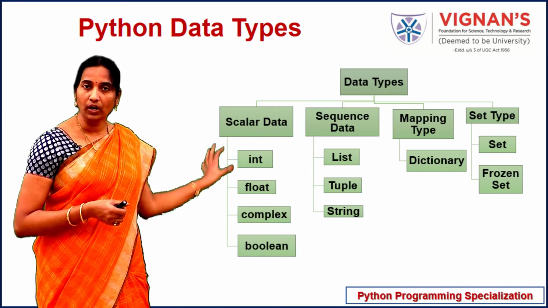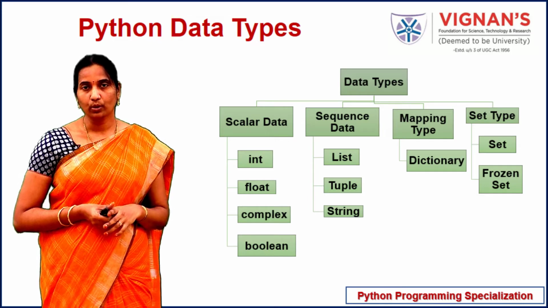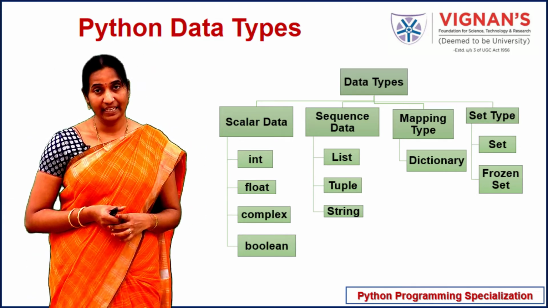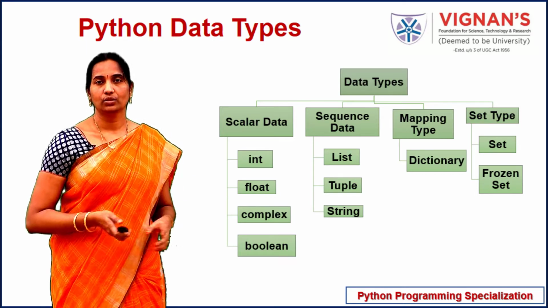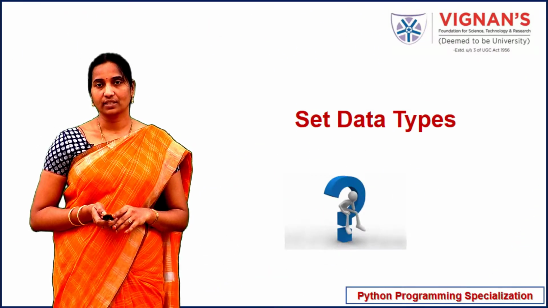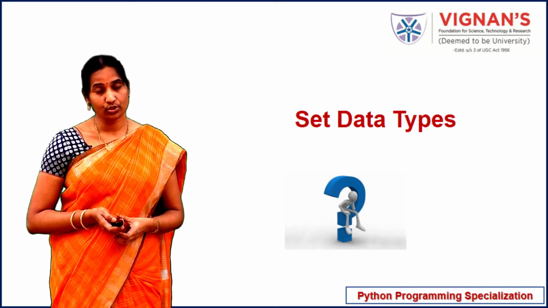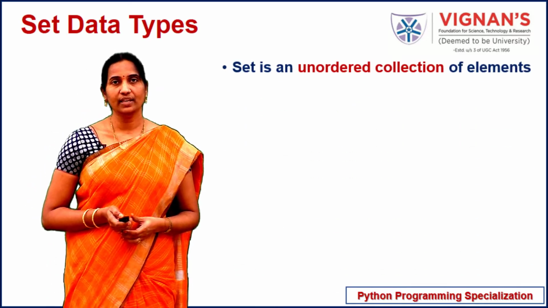In addition to all these data types, it also supports another two data types to support storing of the collection of data in the form of sets. That is sets and frozen sets. So let's see how Python supports storing of unordered collection of elements, that is sets. So let's see what a set is.